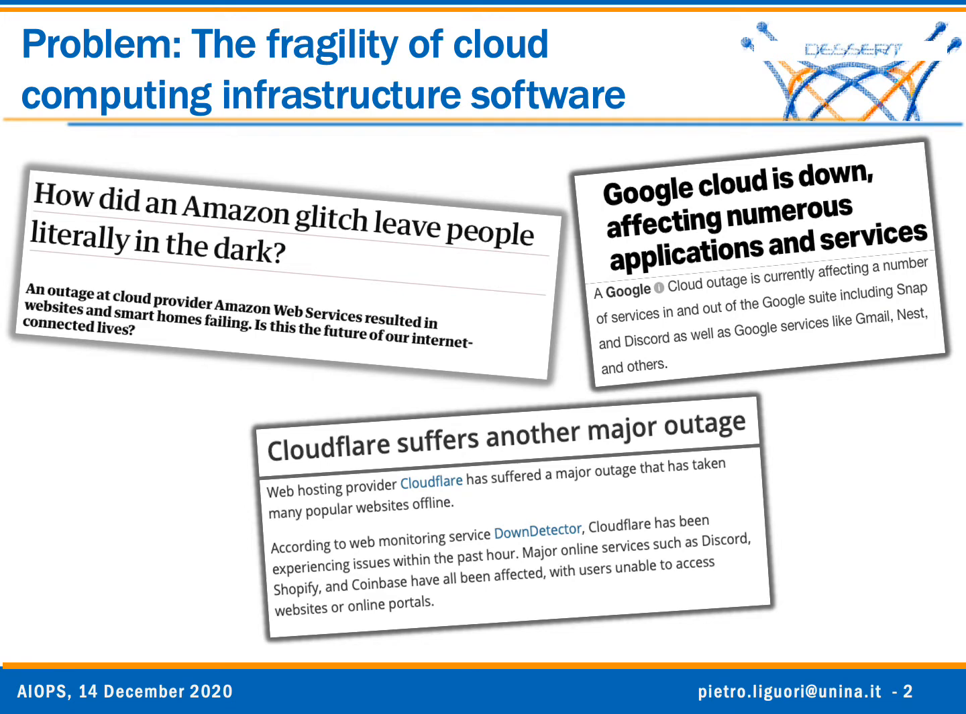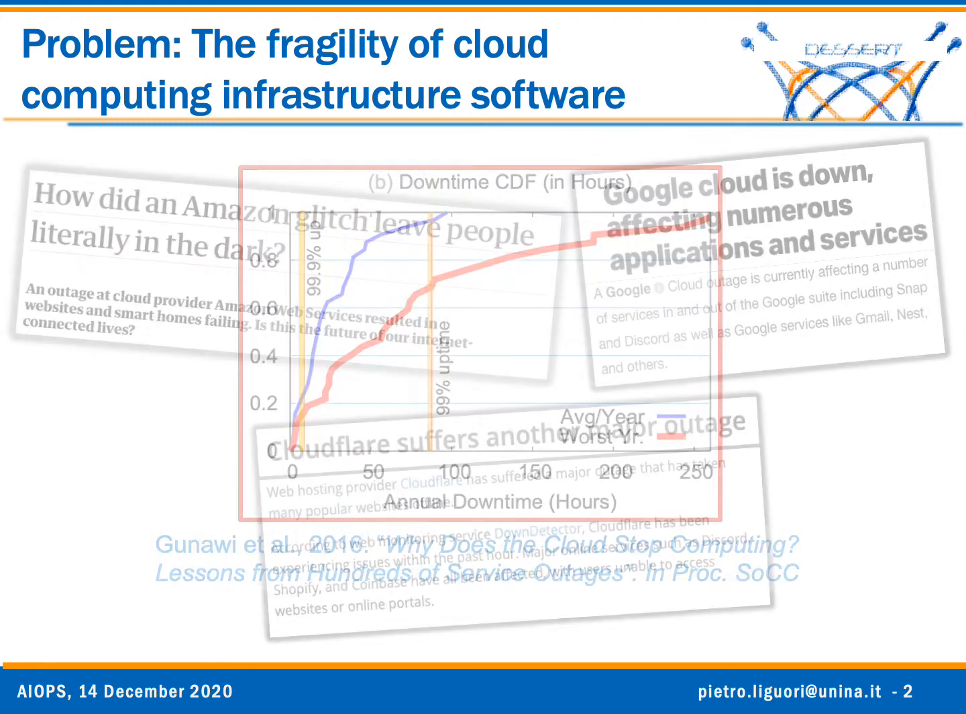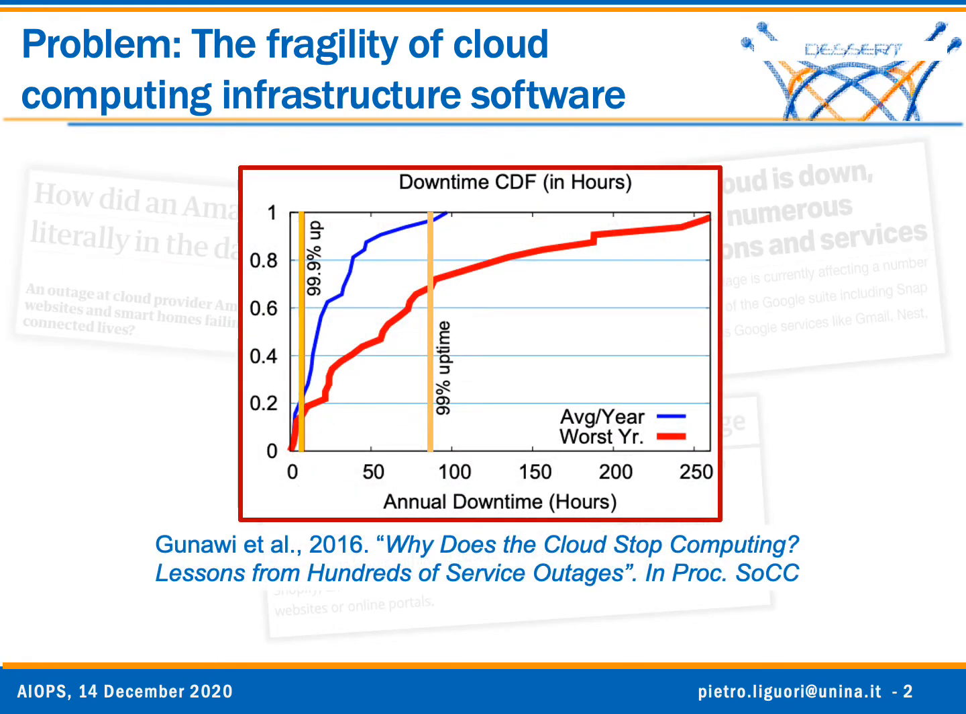These are the recent outages of three big cloud computing providers. These outages were caused by a bad software deployment and literally left the users in the dark without the possibility to use the services provided by the cloud computing systems. To support this consideration, there is a recent work analyzing several cloud computing services and showing that these services are often not able to reach the service level agreement.